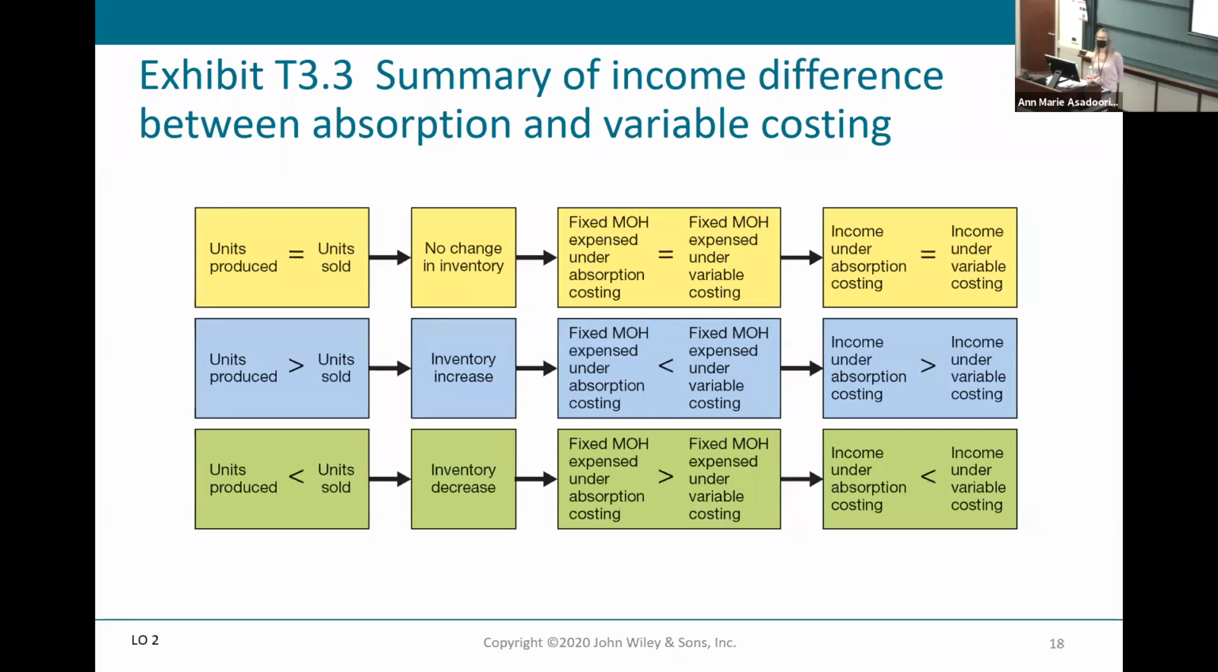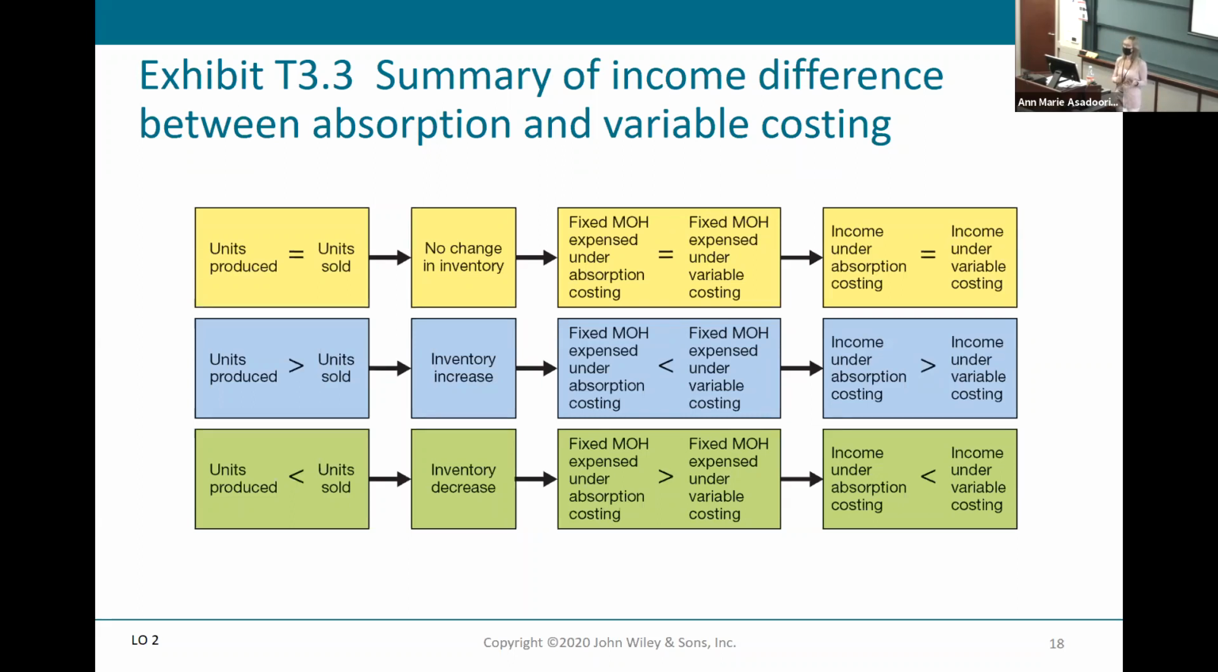Okay, so here is a little cheat sheet for you, a little summary. So if you produce and sell the same units, which is the first time we went through this, if we produce 4 million and sell 4 million, that means that there is no difference in net income. All of the fixed factory overhead tied to the units are sold and expensed under your absorption costing, and you know they're all expensed under variable costing because they're a period cost.